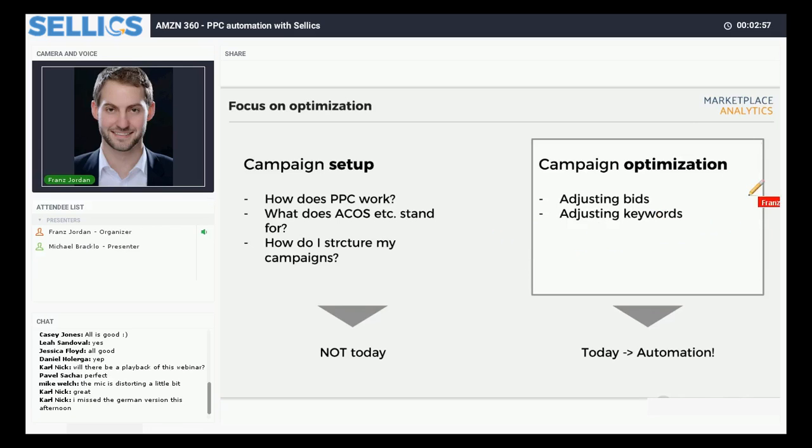Today, what we want to talk about is everything that concerns the continuous campaign optimization. And this obviously includes adjusting bids on one side, but also adjusting keywords. So everything that happens after you've set up your campaigns and you want to optimize them on a continuous or on a more regular basis. So today it's all about PPC automation.